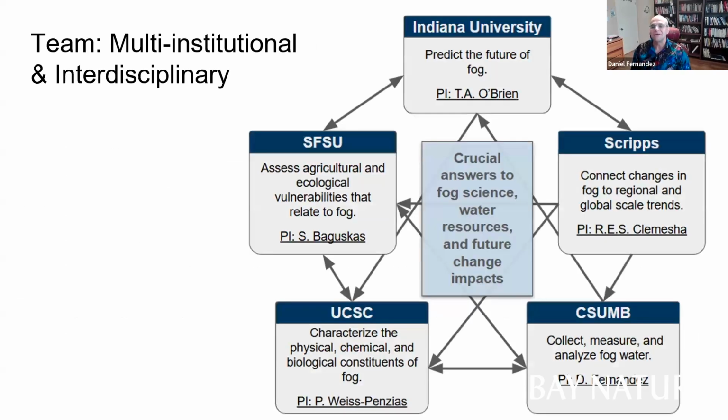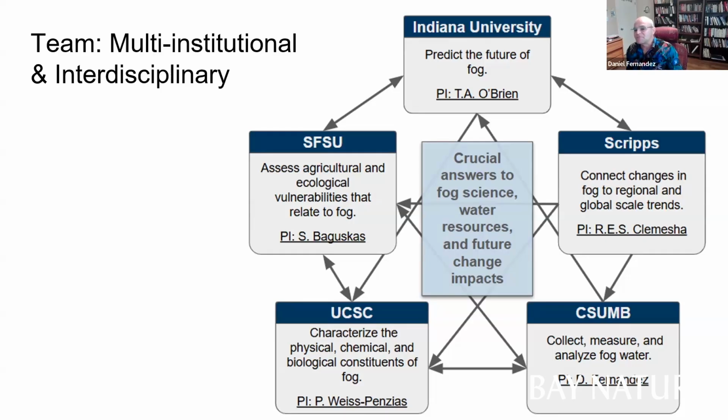So this is the team of 5 researchers, at least the primary investigators at each of the 5 universities, and I'll mention the universities. I'm on the lower right, California State University, Monterey Bay. We also have UC Santa Cruz. That was one of my colleagues, Peter Weiss, works there, and he's the chemical and biological fog scientist. San Francisco State University, Sarah Fogust is working there, and she's an ecologist, and she's also working with another colleague, Andrew Oliphant, who's a micrometeorologist, looking at the ecological impacts of fog primarily.